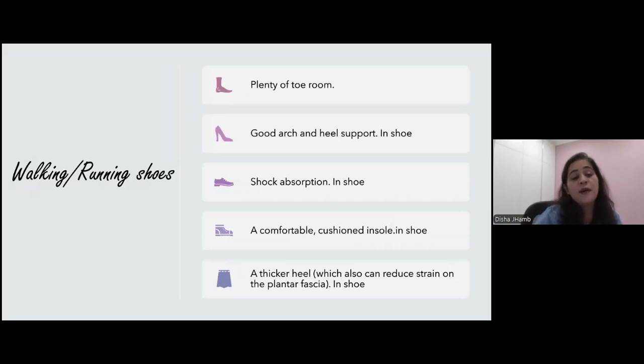So when you are looking for walking and running shoes, here are a few things that you need to keep in mind. There should be plenty of toe room. It should not compress your toes. It should have good arch and heel support. Shock absorption technology is seen in many walking and running shoes, so make sure that you buy shoes which have good shock absorption. It should be comfortable. A cushioned insole should be there, and the heels should be thick, because it reduces the strain on the plantar fascia.